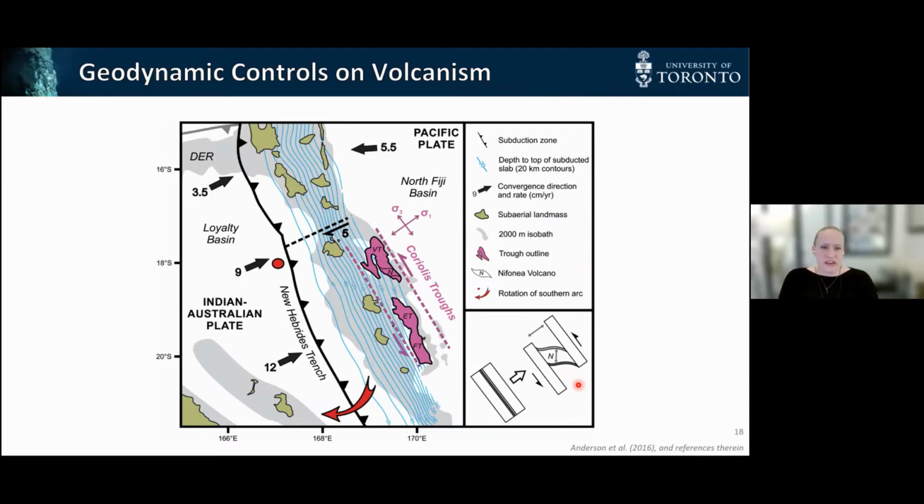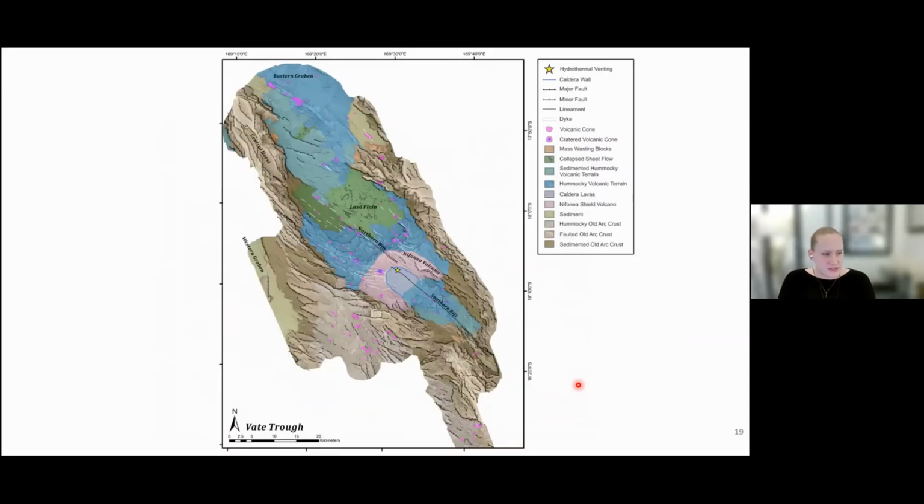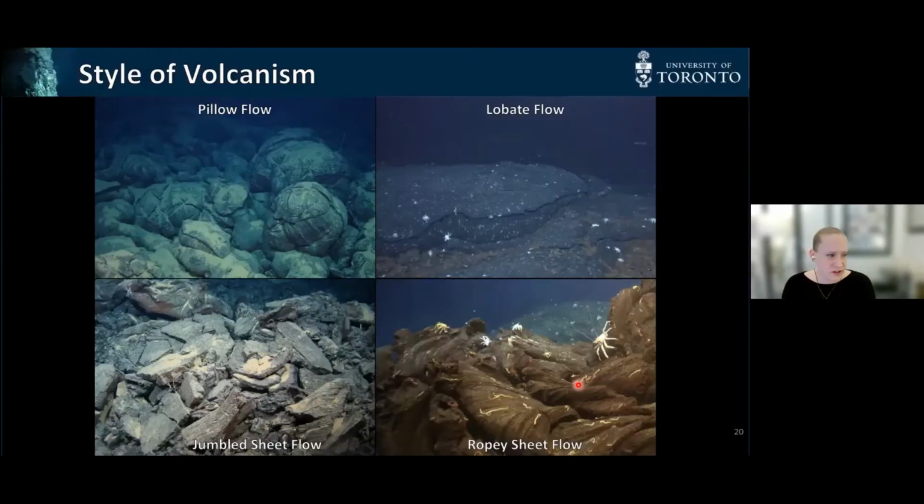So what does that mean for hydrothermalism? Let's just zoom into the caldera. Here are some of the lava morphologies. We have pillow flows, lobate flows, sheet flows, and a lot of these sheet flows were super glassy and unsedimented and looked like they had erupted yesterday on the seafloor. We also have some collapse pits.